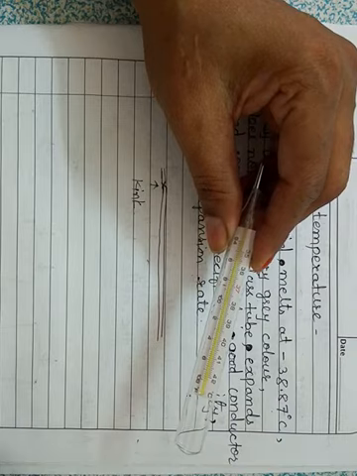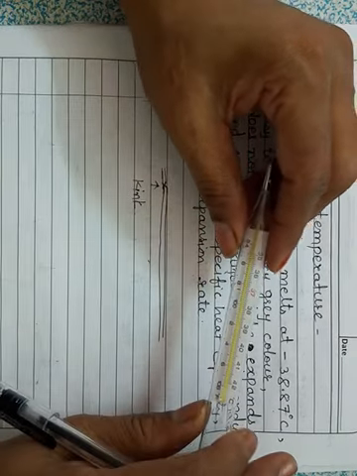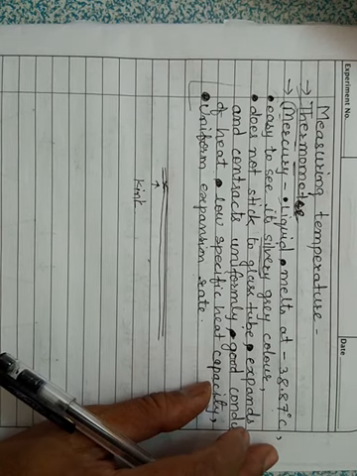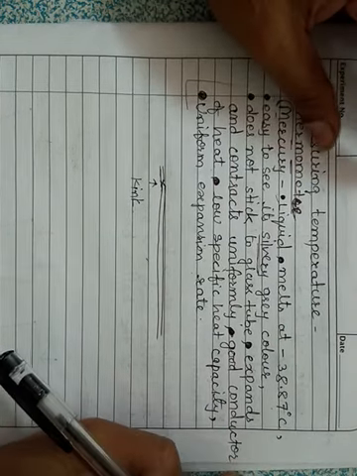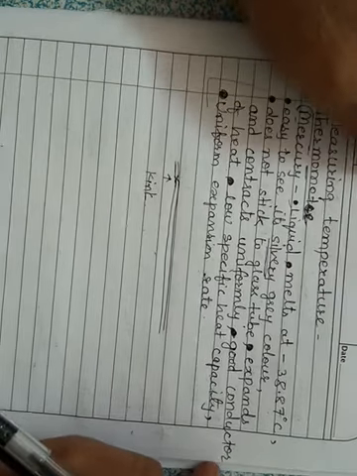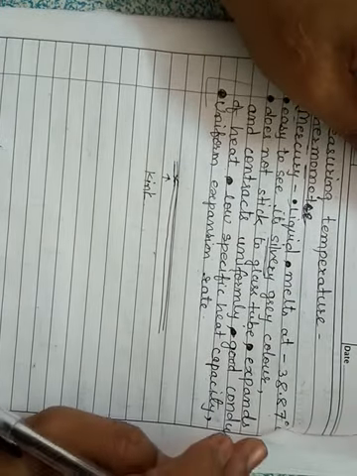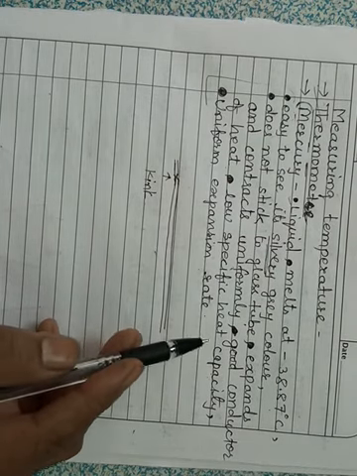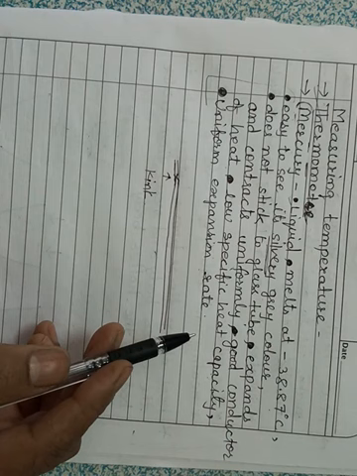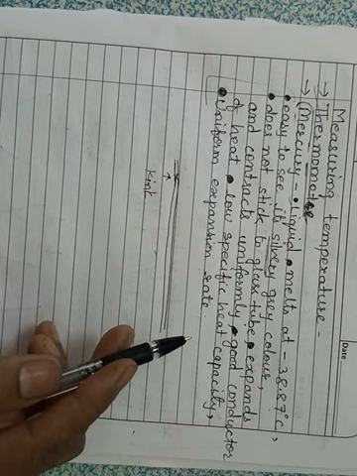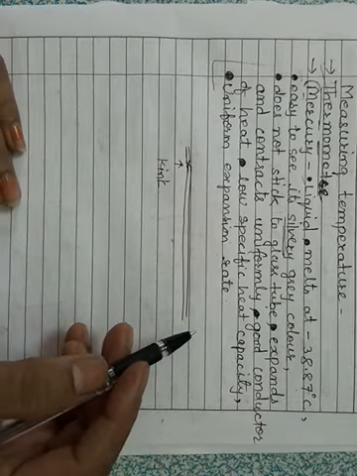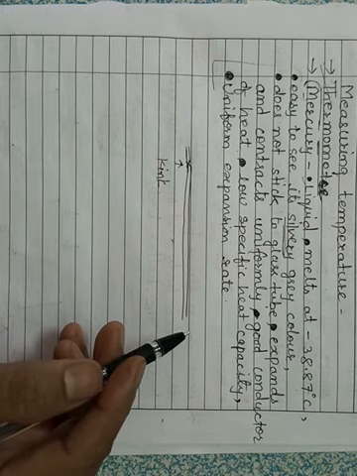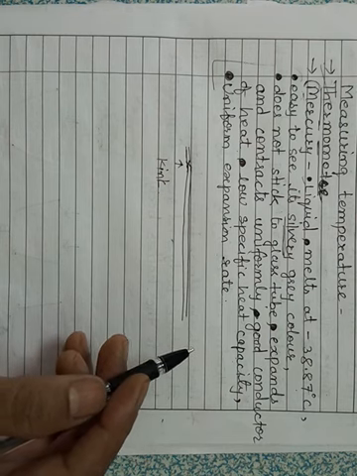Okay, so here we have finished the construction, the observation, and the precautions taken before reading the temperature. Okay, and also you practice the conversion of the temperature, that is, Celsius and Fahrenheit. Okay, so here we have finished our second topic, that is, measuring temperature with the help of a clinical thermometer. Okay, bye.